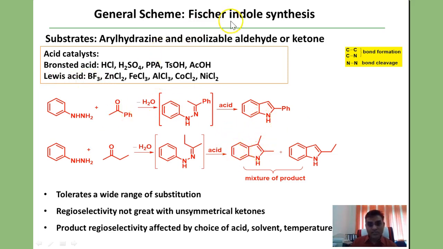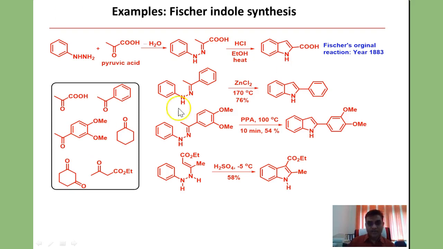Now, in Fischer indole synthesis, a carbon-carbon bond is formed here, as well as a carbon-nitrogen bond. These two carbon atoms are offered by the enolizable aldehyde or ketone, and this portion is coming from phenylhydrazine. Now, let us take some examples of Fischer indole synthesis.